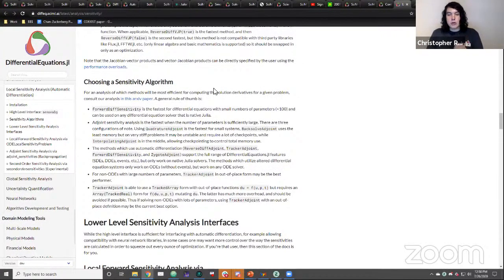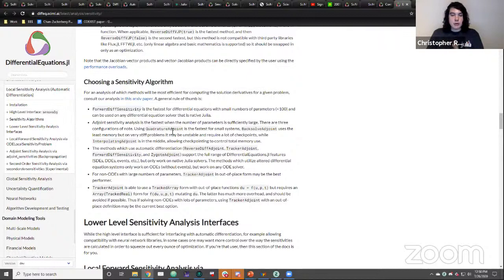The moral of the story, though, the quickest thing to understand, is that if you have less than 100 parameters, then ForwardDiff sensitivity or forward sensitivity, which are these forward mode automatic differentiation methods, are the fastest. Once you get above about 100 parameters, then you want to utilize something that is a reverse mode method. Now, there are many different of these adjoints.